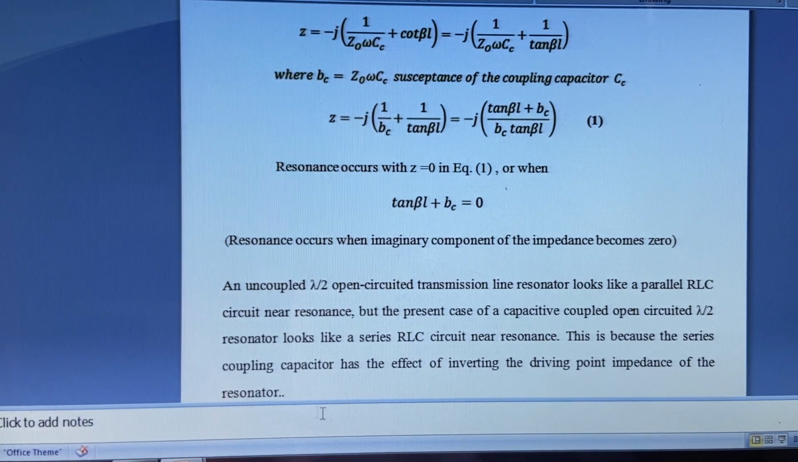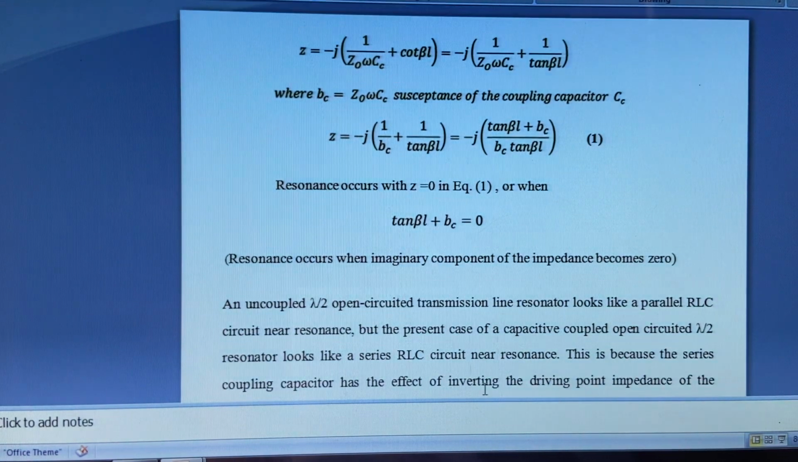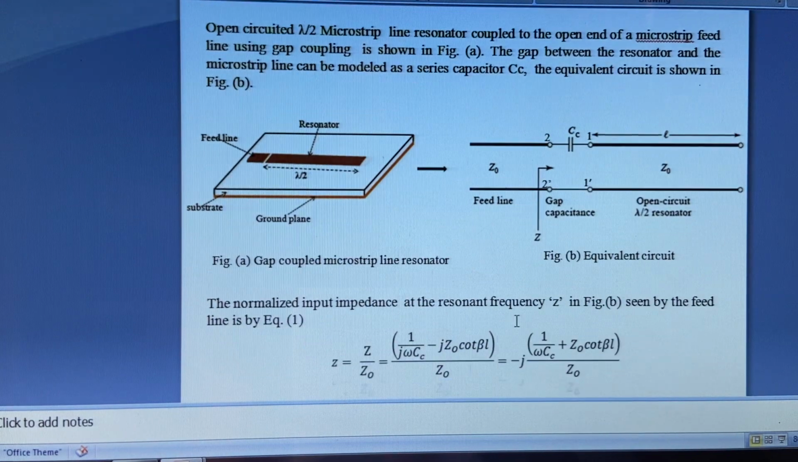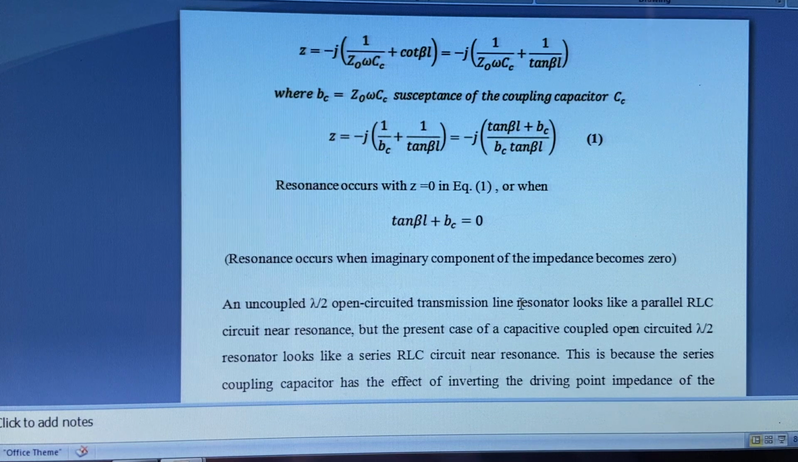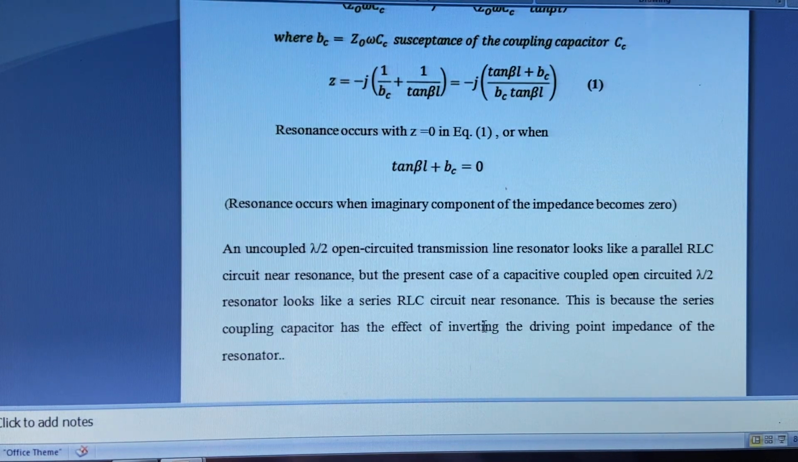This is because the series coupling capacitor has the effect of inverting the driving point impedance of the resonator. So it inverts the driving point, that is, the input impedance. Now the input impedance changes like this. The driving point input impedance changes. Because of that, the equivalent circuit looks like a series RLC circuit.